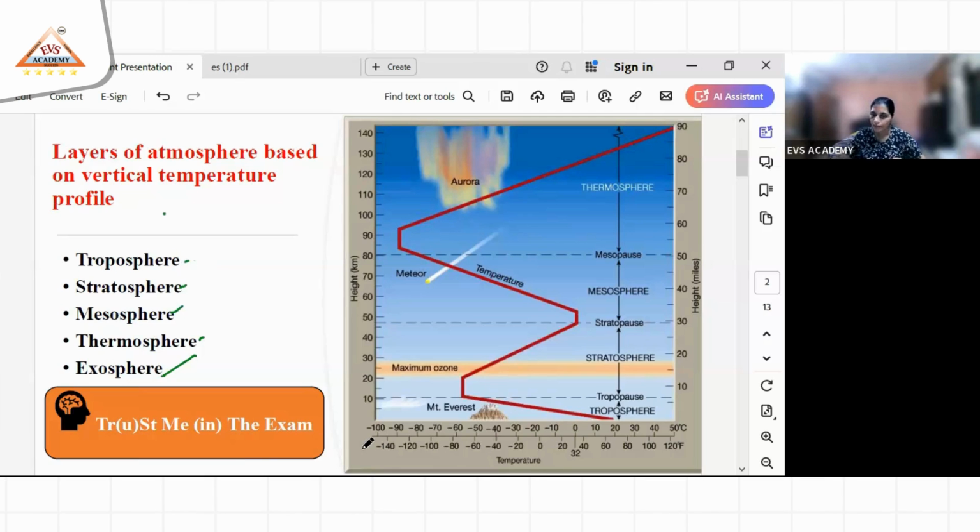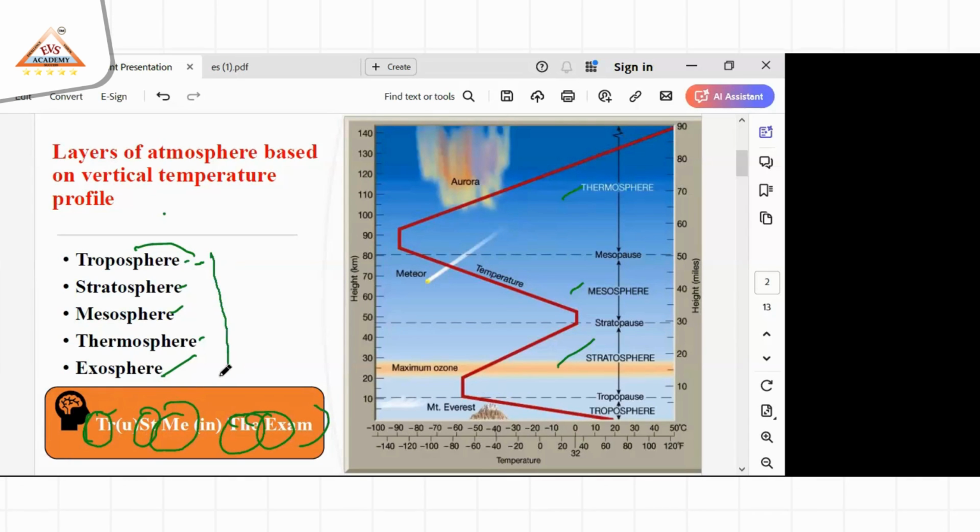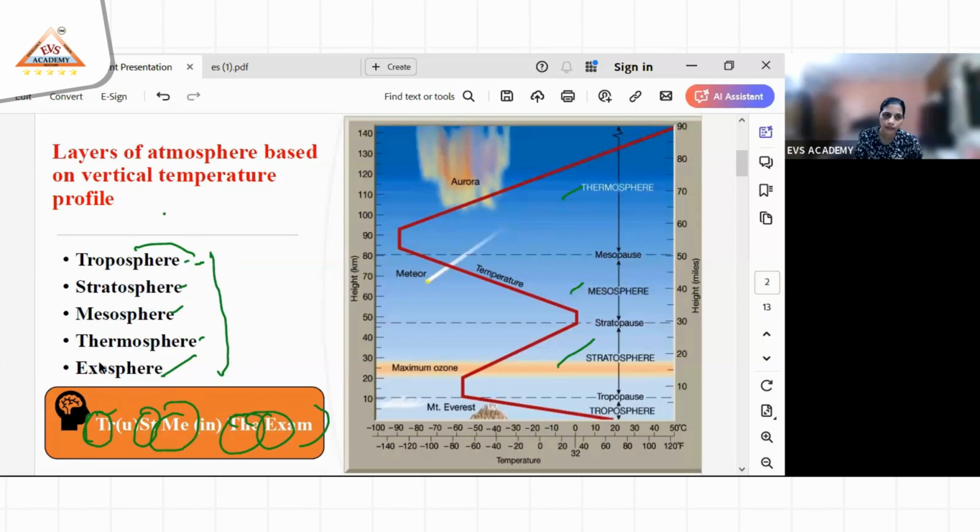Remember, the troposphere is present nearest to us, at sea level. After this is the stratosphere, then the mesosphere, then the thermosphere, and then the exosphere. You can remember these using a mnemonic also if you want. Trust me, in the exam: troposphere, stratosphere, mesosphere, thermosphere, and exosphere. You have to remember these in series.